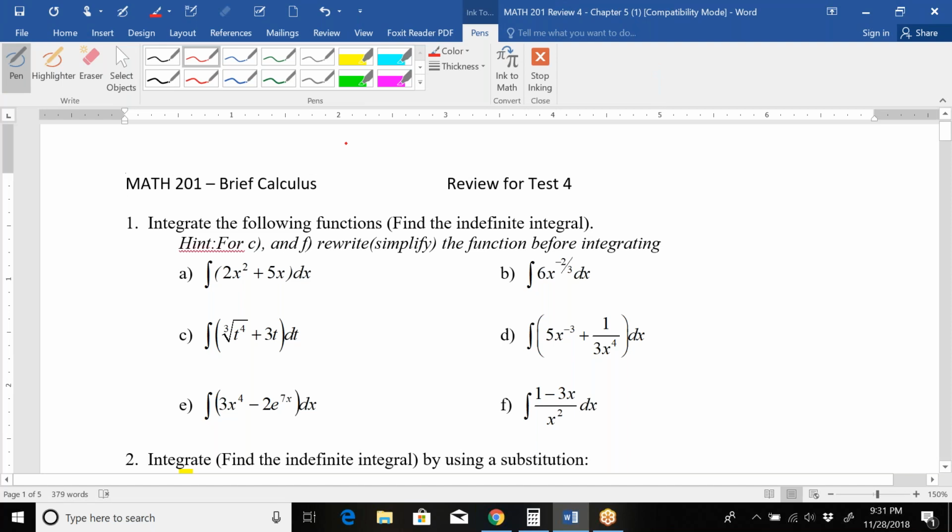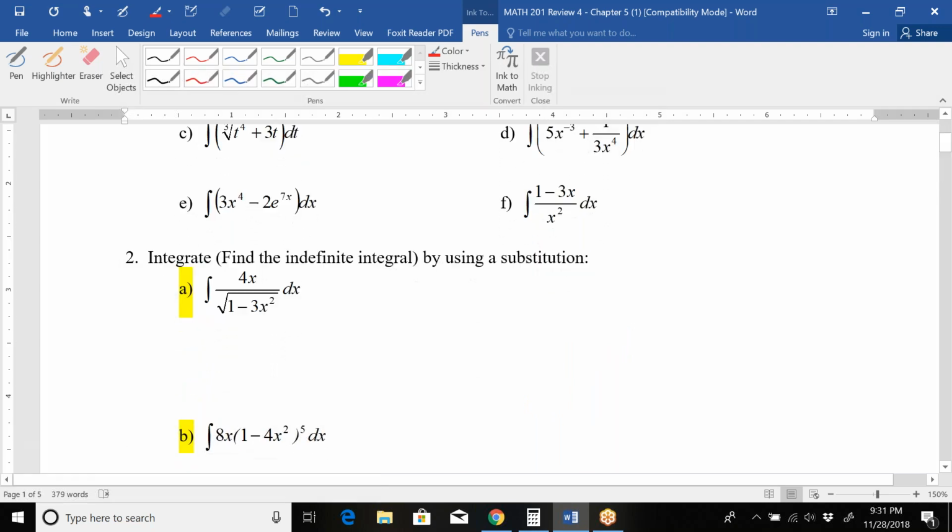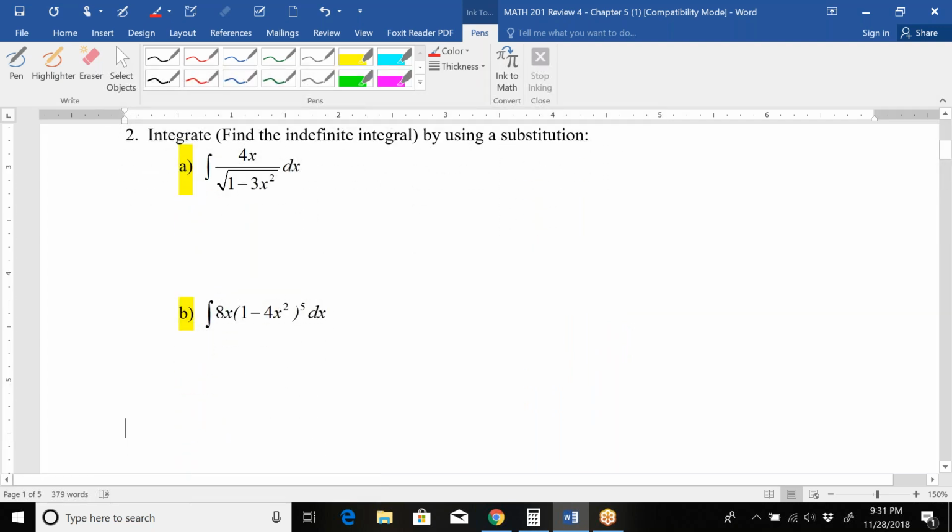All right, this is the brief calculus review for test 4. I had a couple emailed questions, and I'm going to go through those right now. Starting with number 2, I had 3 different questions asked about number 2, which was for A, B, and C. We're finding the indefinite integral by using a substitution, which means we're just doing an antiderivative, but we have to make sure this works out using substitutions.